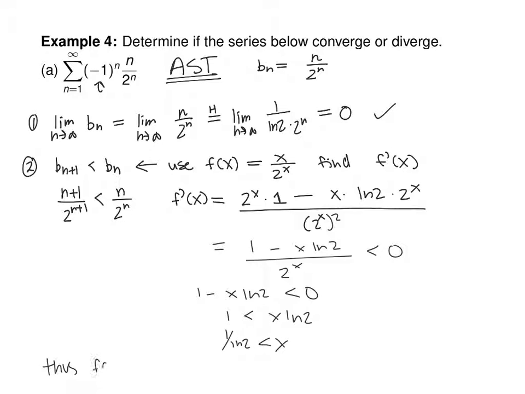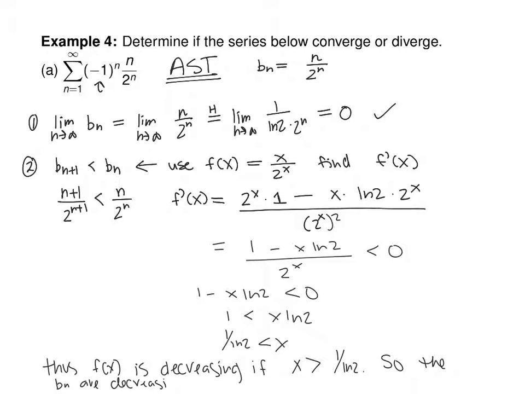And so f of x is decreasing if x is greater than 1 over natural log 2. So the b sub n's are decreasing, and this series converges by the AST.